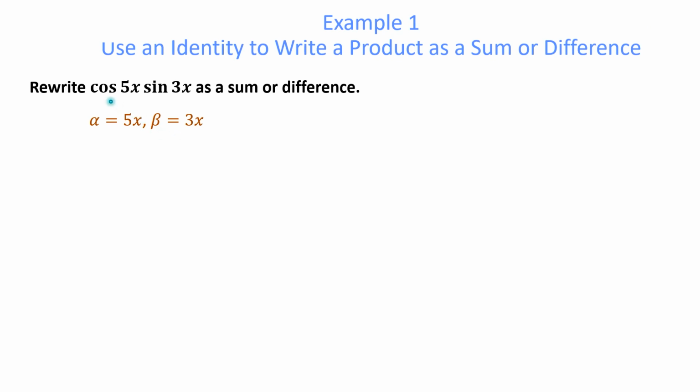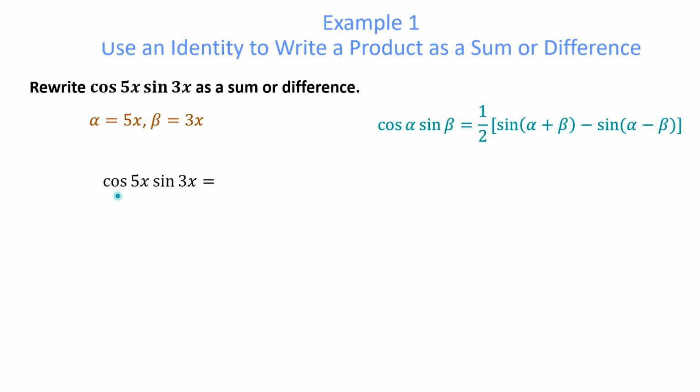So we could read this as cos alpha multiplied by sine beta, and this will help us determine which is the correct product to sum identity we're looking for. And it's this one over here. You can see it takes the same form as what we have over here. So now we can take our original expression and rewrite it using what we have on the right hand side here by replacing the alpha and the beta with the 5x and the 3x to give us the following.